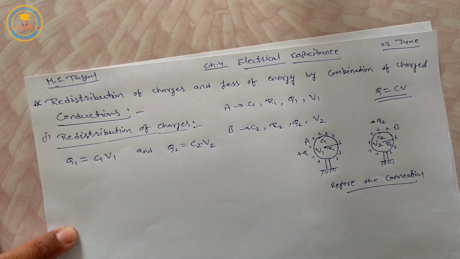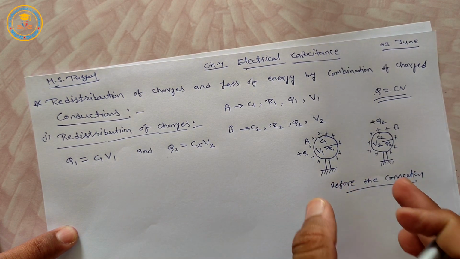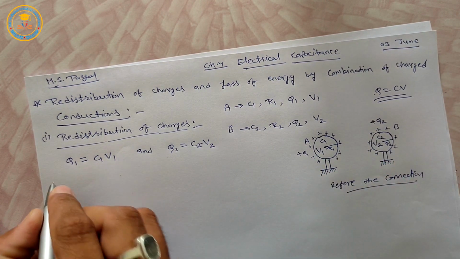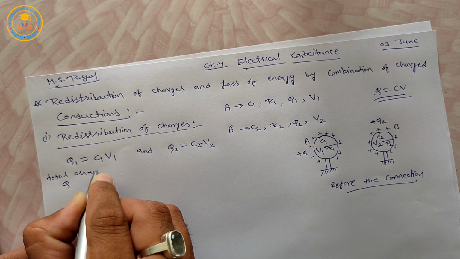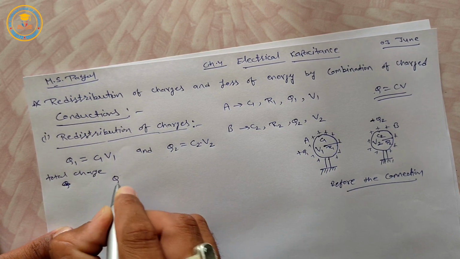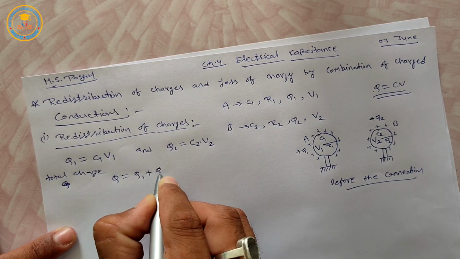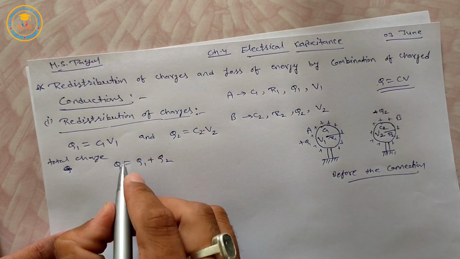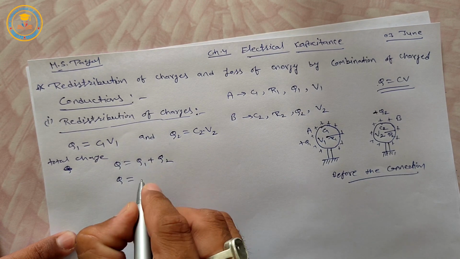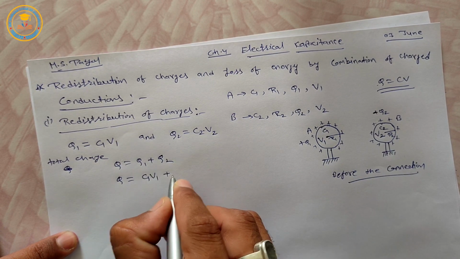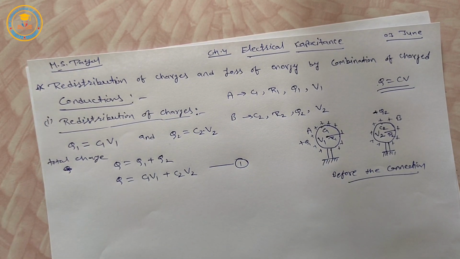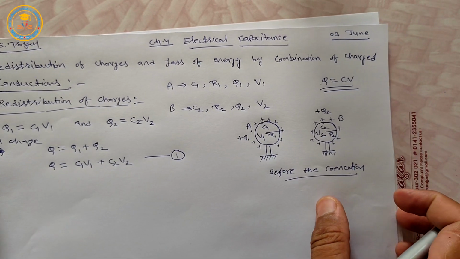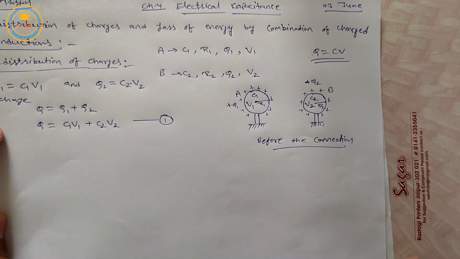Then the total charge on both conductors, the total charge of the body, Q is equal to Q1 plus Q2. Put the values of Q1 and Q2, then we get total charge Q is equal to C1 V1 plus C2 V2. This is equation number 1. Now both the conductors are attached by a conducting wire like this.